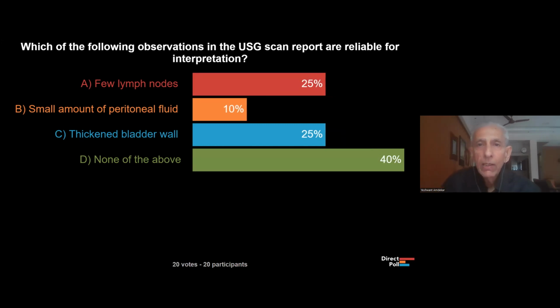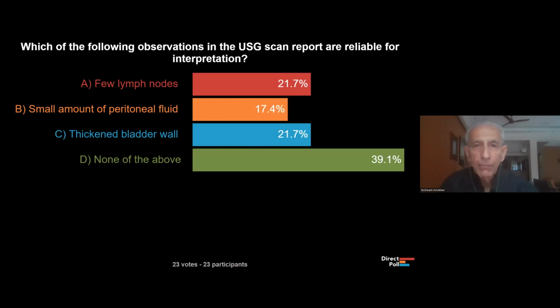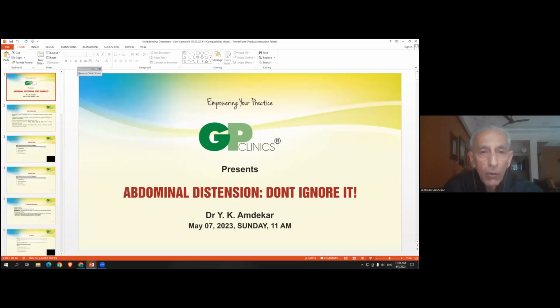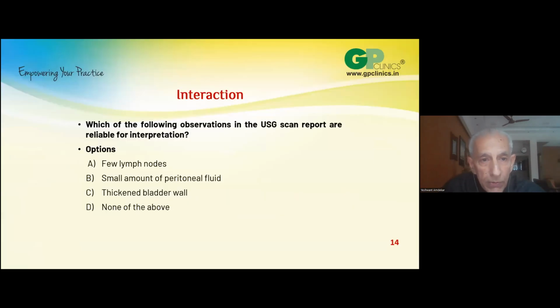Good. We are largely divided, but the majority of them felt that it's none of the above. I think none of the above is the right answer, and I'll explain to you. Can I have the slide back, please? Now, a few lymph nodes are normal in the abdomen. All of us have a few lymph nodes.